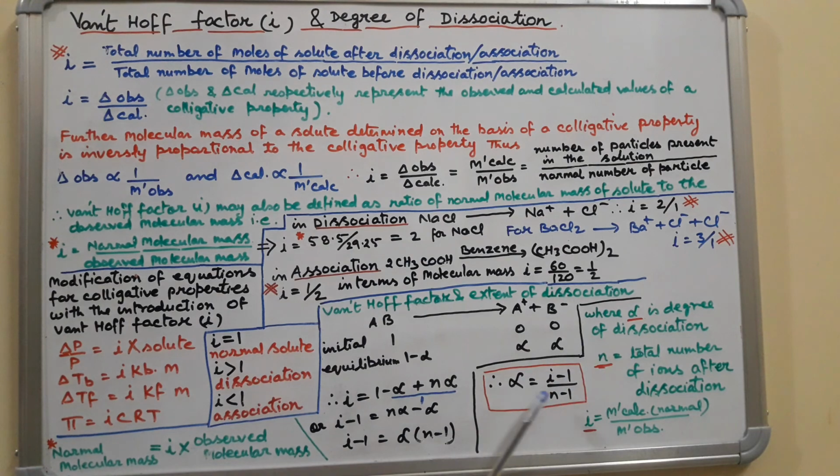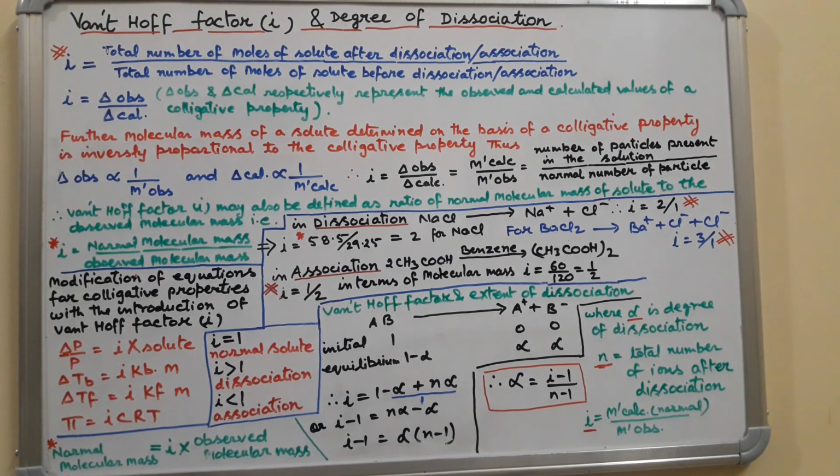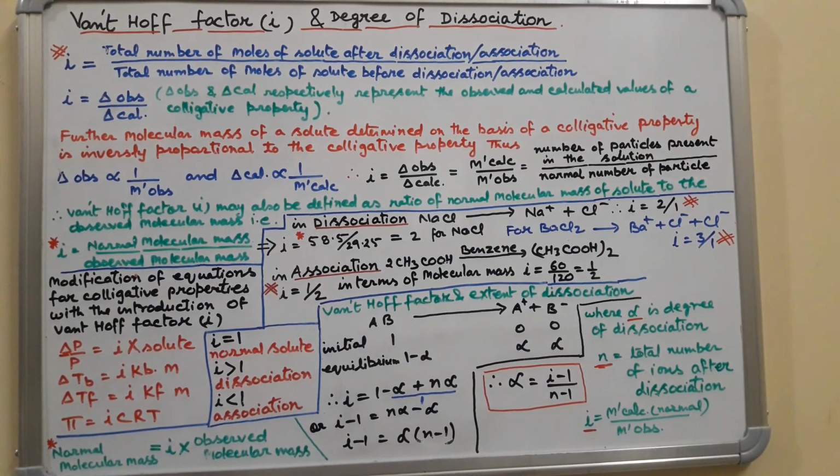So again I would like to revise what is alpha. Alpha is the degree of dissociation mentioned here. What is n? Total number of ions after dissociation. In case of NaCl it is 2. In case of BaCl2 it's going to be 3. Now you find out what is the number of particles in case of aluminum sulfate, or you can find it out for magnesium chloride.